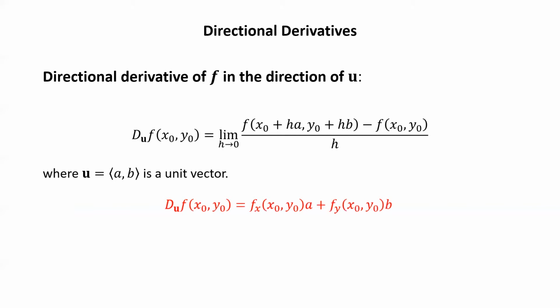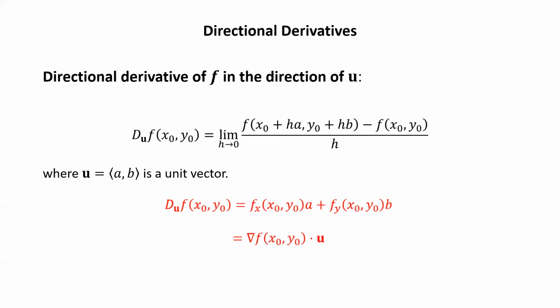In practice, we use a theorem which says that we can compute the directional derivative of f in a direction u with a simpler computation than what's given in the limit definition. We can simply take the two partial derivatives of f with respect to x and y, and compute f sub x at x0, y0 times a, meaning the x component of the unit vector, plus f sub y at x0, y0 times b, the y component of the unit vector. Another way to write this is as del f of x0, y0 dot u.